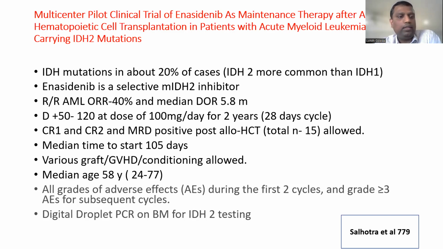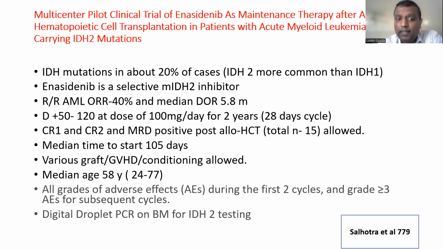So the group here tried a maintenance concept post-transplant, wherein they introduce the drug post-transplant from days 50 to 120 at about 100 milligrams per day. The plan was to give it for about 2 years, and each cycle would last about 28 days. It's a small group study. The total was 15. They included patients that had a transplant in CR1, CR2, and who had MRD positive cases post-allo as well.